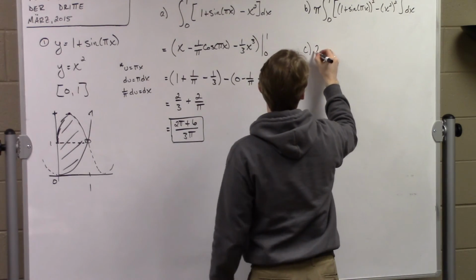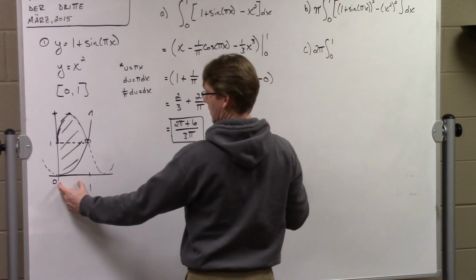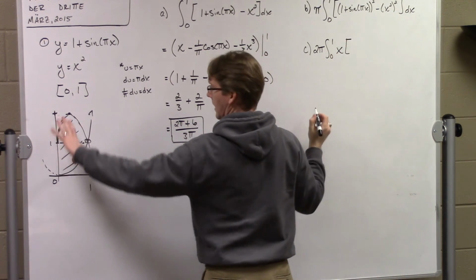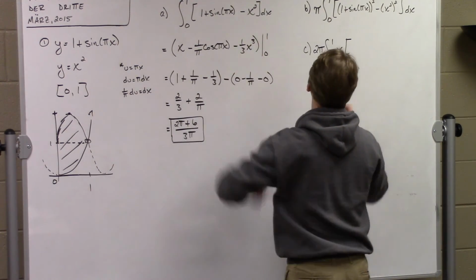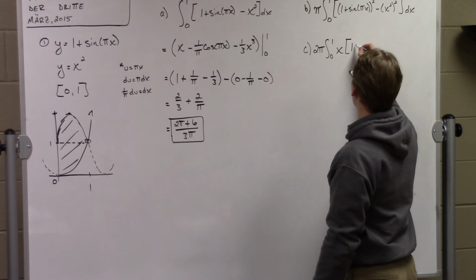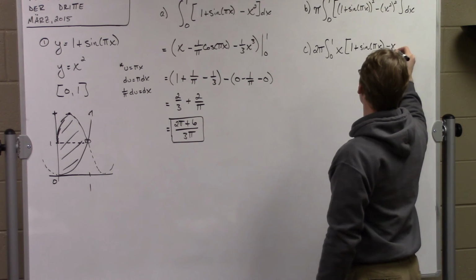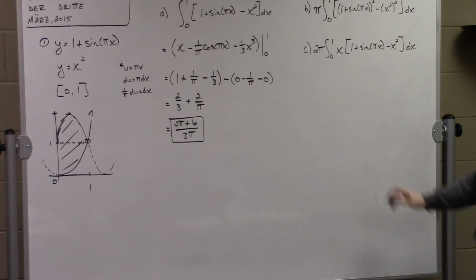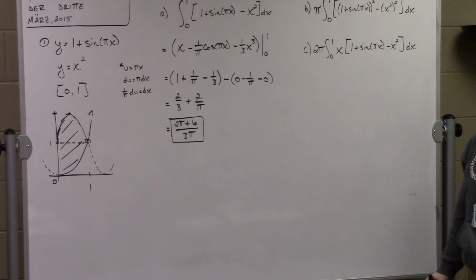2 pi from 0 to 1. My radius is going to be x, whatever x value I'm at. And my height is going to be that, right there, top minus bottom. So 1 plus sine pi x minus x squared dx. Most common mistake with shell, you'll seem to get the 2 pi, you forget your radius. The radius is not always x, but x.